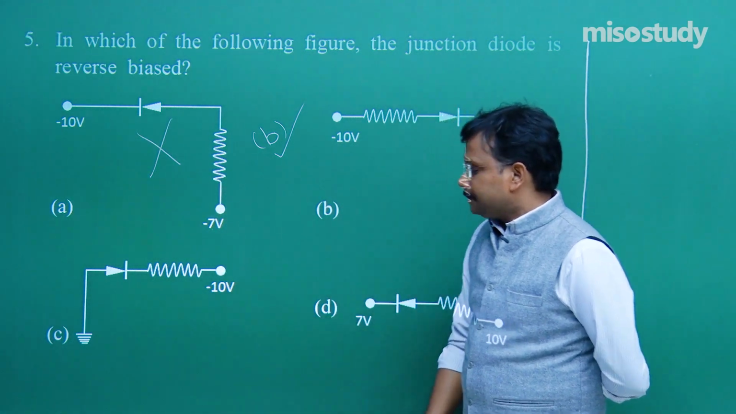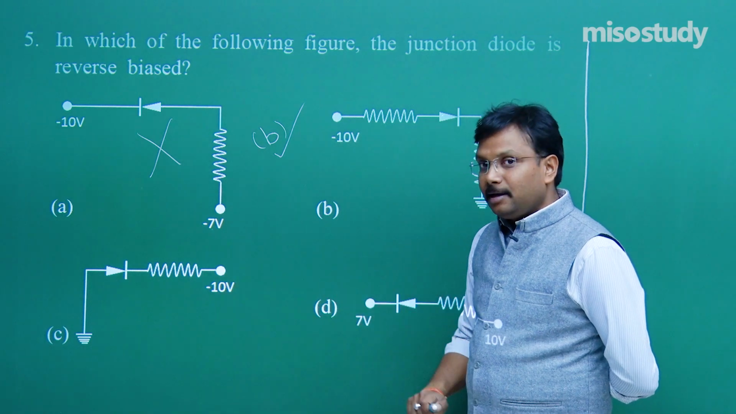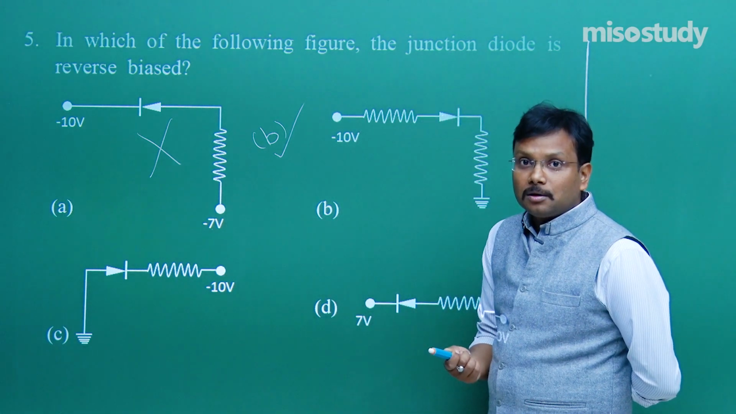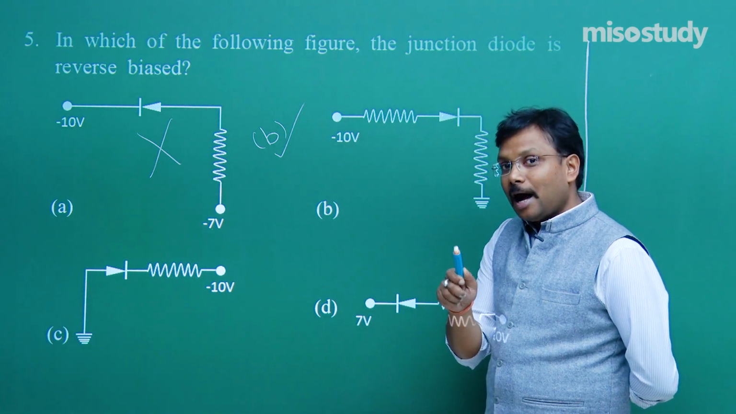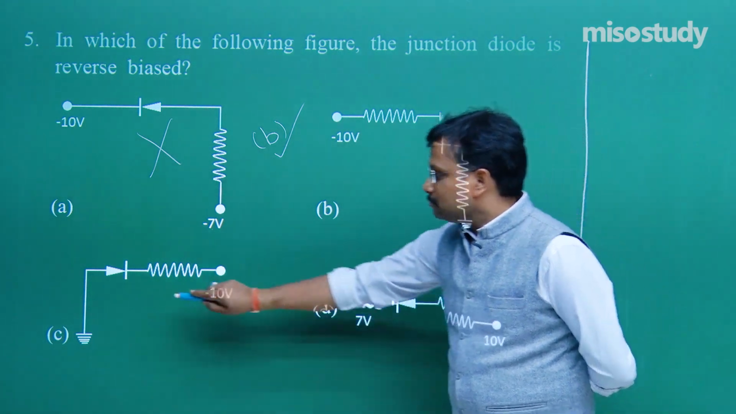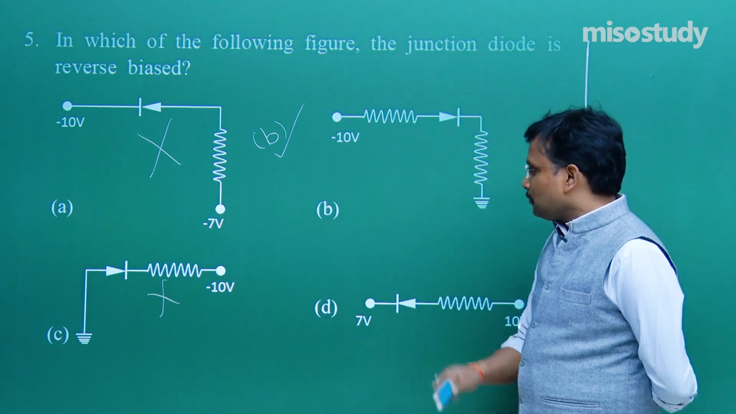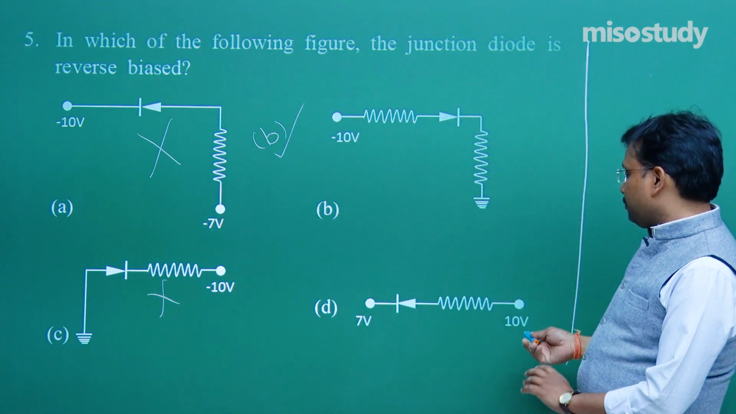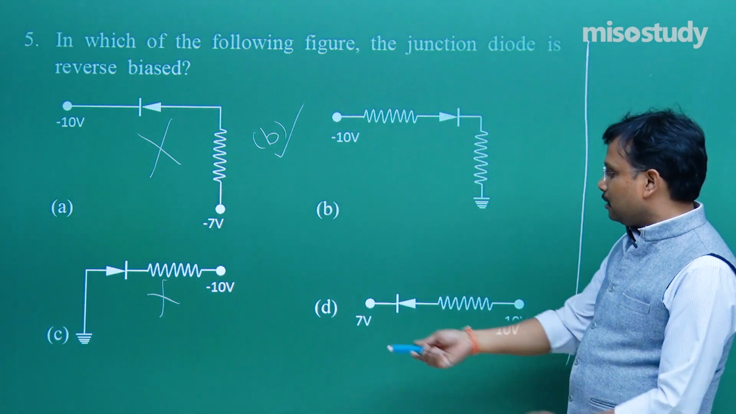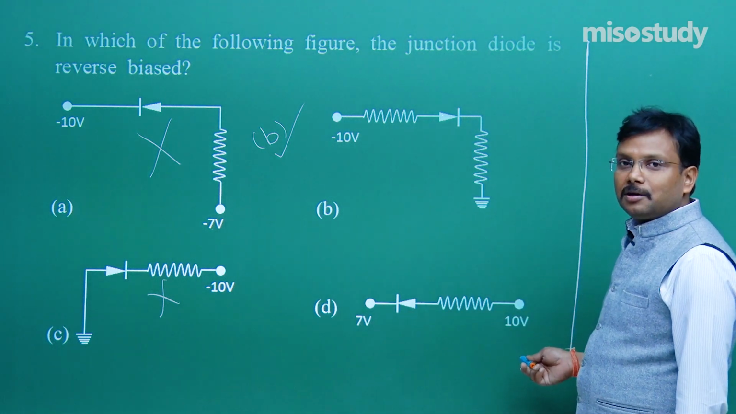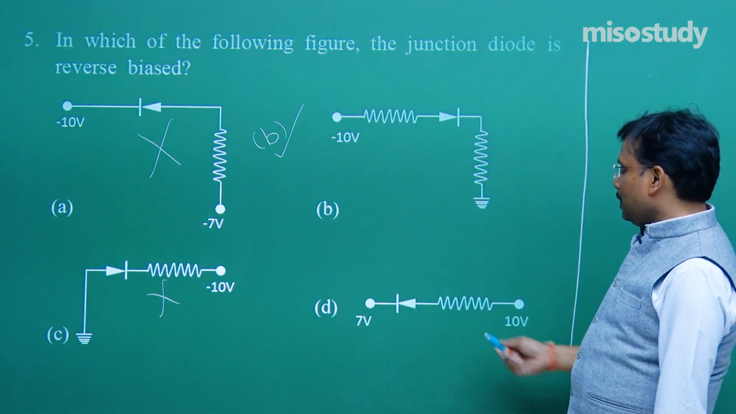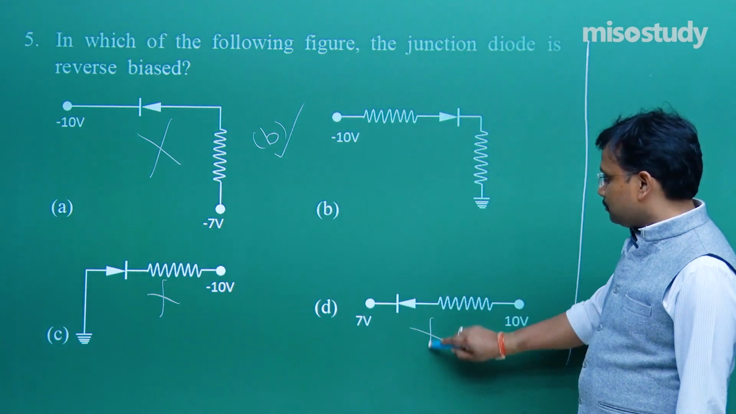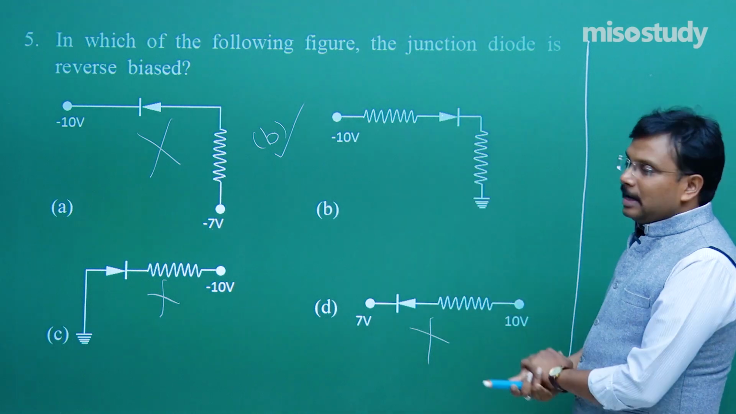Talk about C, -10 and 0. Obviously 0 is more, so P should be lower. Let us talk about D, +7 +10. Again, imagine the situation. This should be less, this should be more, while it is reverse. Only the left option is this.